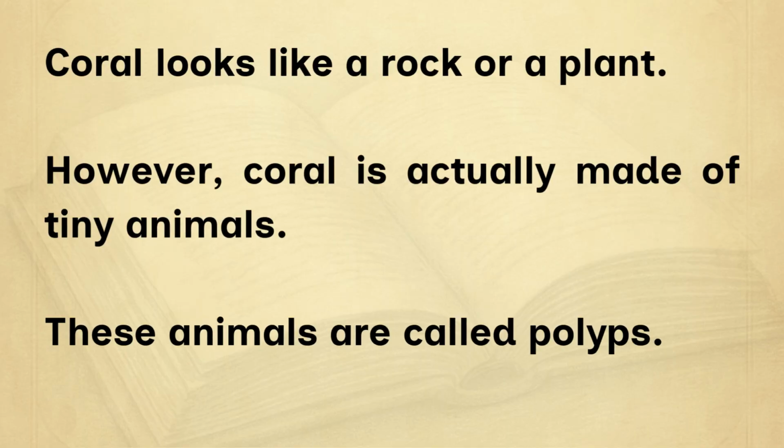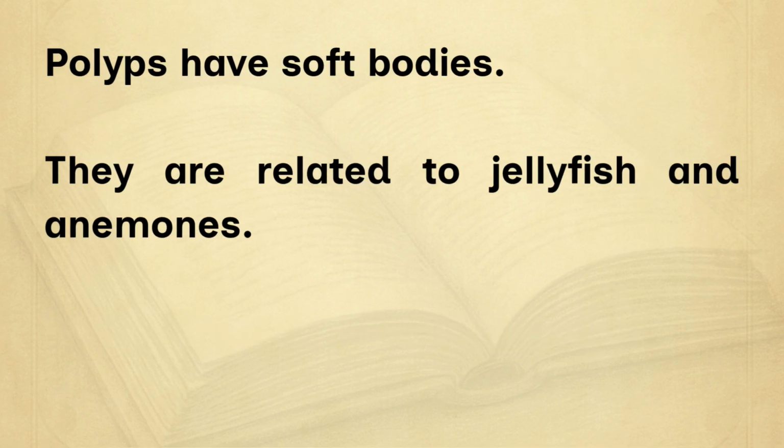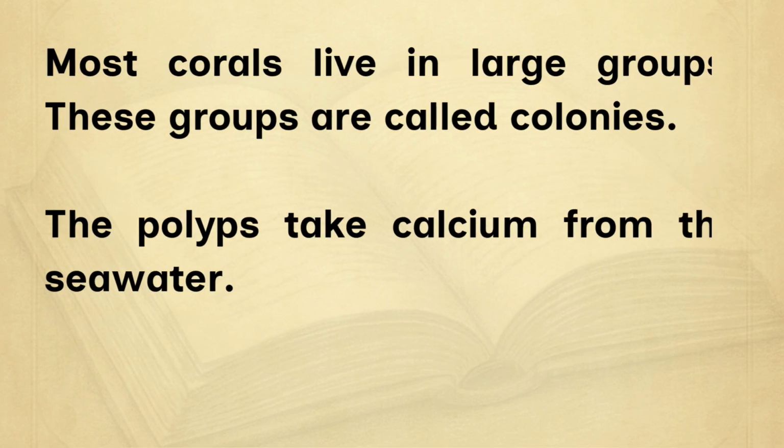Coral looks like a rock or a plant. However, coral is actually made of tiny animals. These animals are called polyps. Polyps have soft bodies. They are related to jellyfish and anemones. Most corals live in large groups. These groups are called colonies.